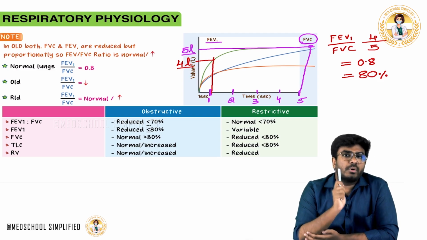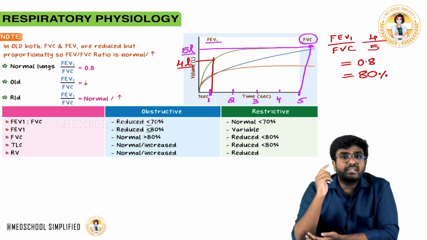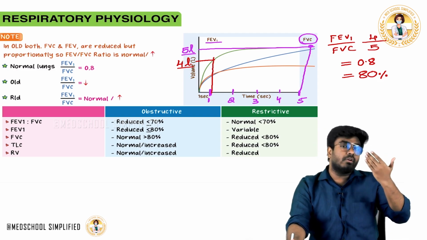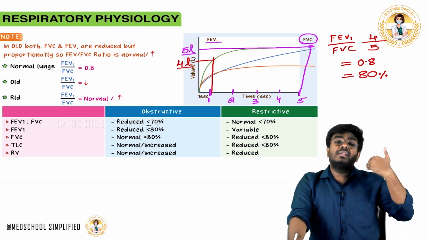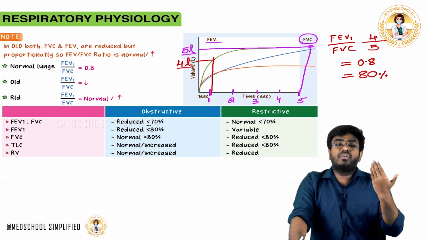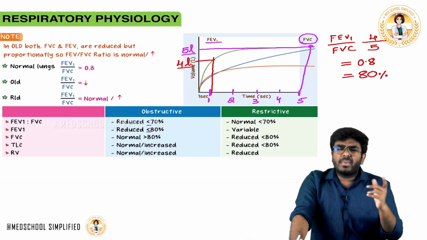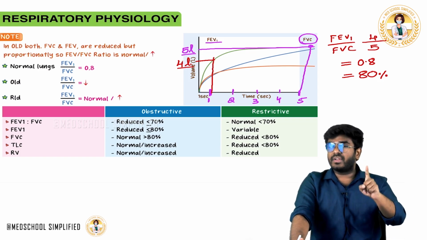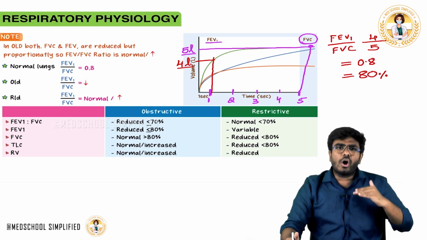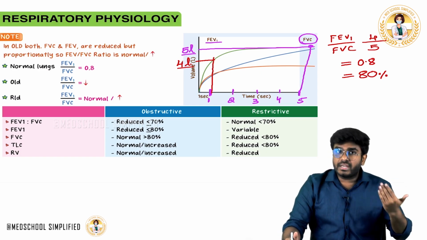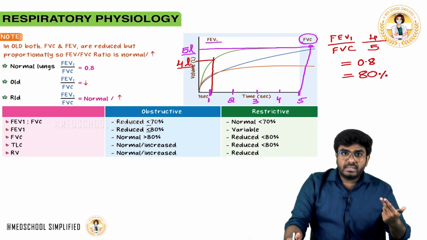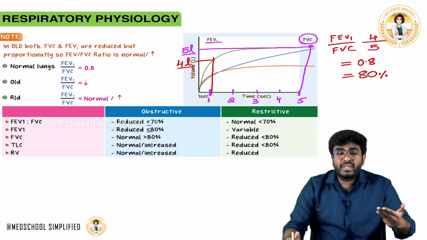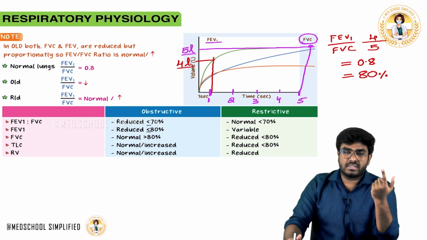Now, first let's talk about the obstructive lung diseases. In obstructive lung disease, what is the main problem? The main problem is that the person is not able to take the air out of his lungs. It is very difficult for him to take the air out of his lungs, like an emphysema patient. But remember, with effort, with pursed lip breathing, at the end of the day, he can take the air out. Normally he cannot, but with effort, he can take it out.